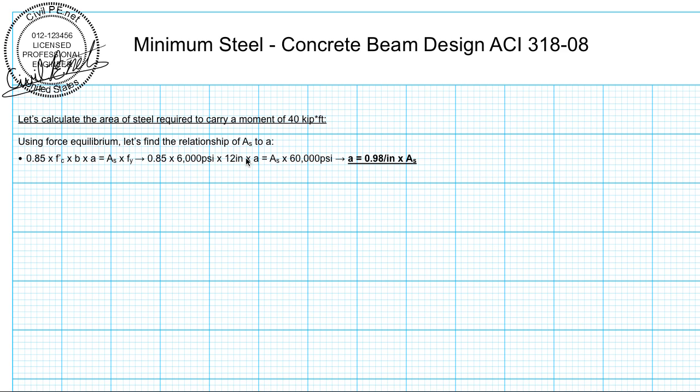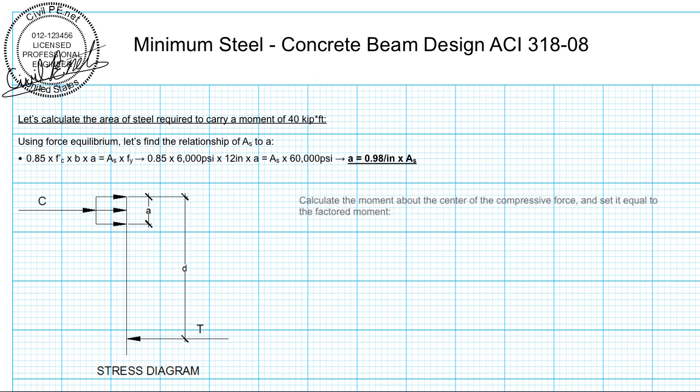Substitute all of that in, and we get a relationship between the depth of the stress block and the area of steel: a is equal to 0.98 per inch times the area of steel. Using that, we need to calculate the moment capacity of our section, by taking moments about the compression force C, and determine our moment capacity phi times M sub n, and set that equal to the factored moment M sub u.